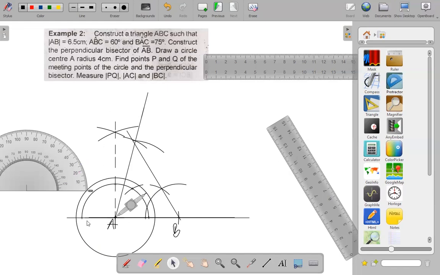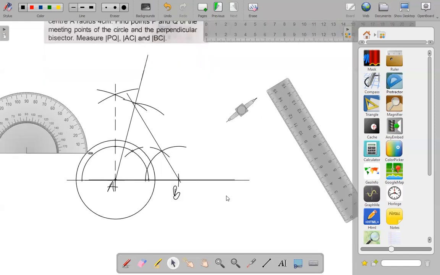Okay, where is the perpendicular bisector? Have we made any perpendicular bisector? Oh, that means I jumped. We're supposed to construct a perpendicular bisector of line AB first. So let's do that. Here is line AB. You have to bisect it according to that instruction.